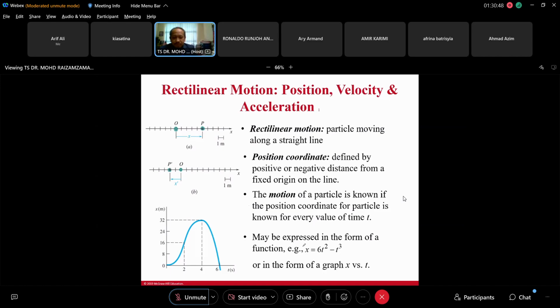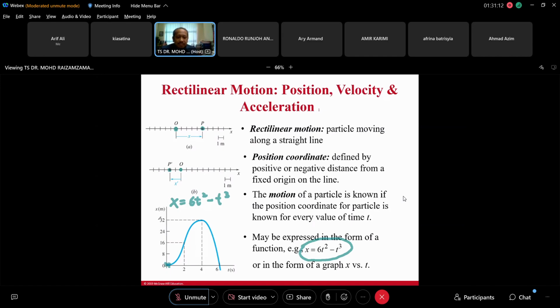Let's say I give you an example: x equals 6t squared minus t to the power of 3. If I give you time equal to 0, class, can I get x? Yes or no? If time is 0, can I get x? Yes, right? You will get the 0 position.